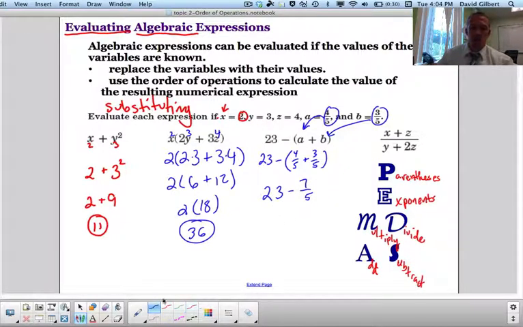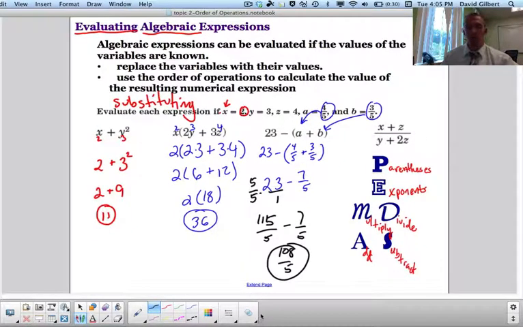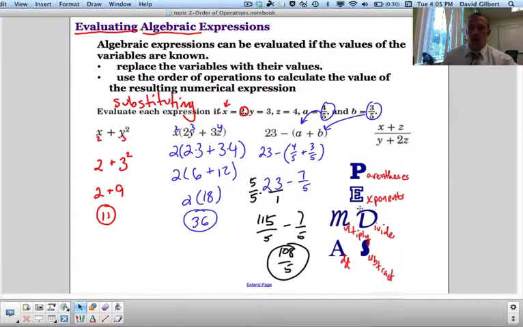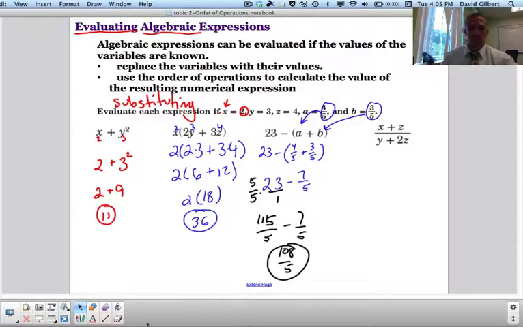So I need to get a common denominator here to subtract from the 23. So I want a denominator of 5. So this is like a 23 over 1. I'm going to multiply that by 5 over 5. 5 over 5 is equal to 1, so when I multiply it doesn't change it, but it gives me the common denominator. So that gives me 115 over 5 minus 7 over 5. 115 minus 7 is 108. That's over 5. There we go. That's your answer. And your answers can be fractions. That's just fine. You have this written down, so I'm going to get rid of that.